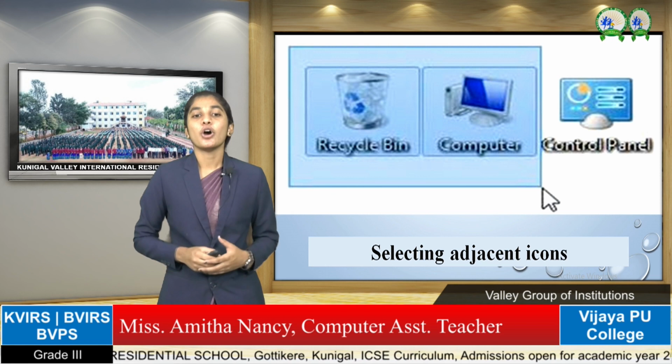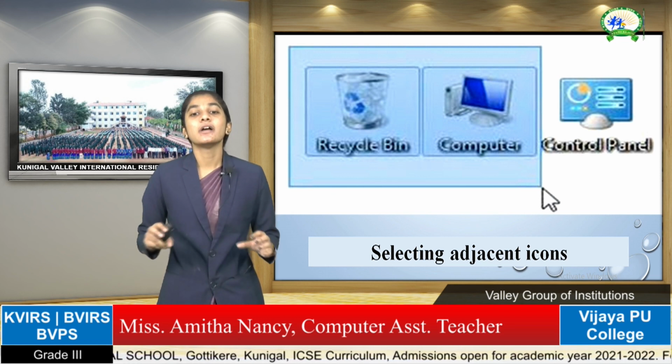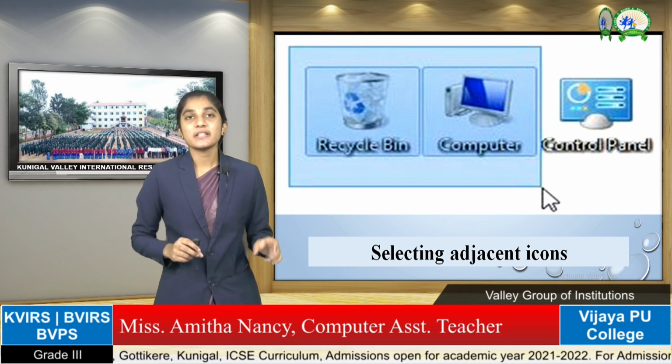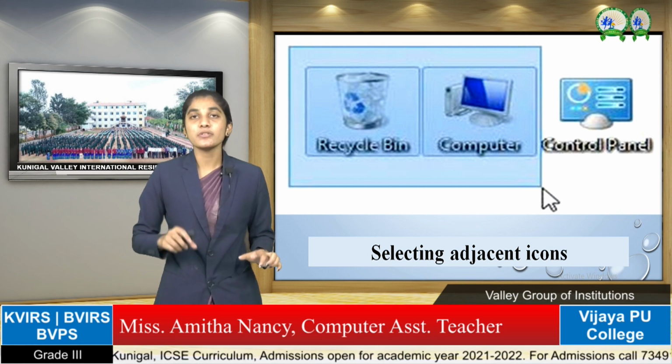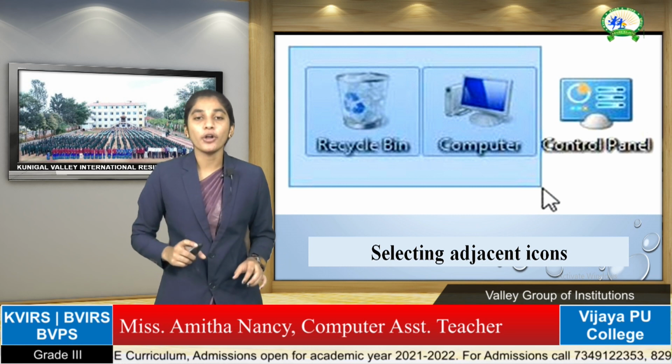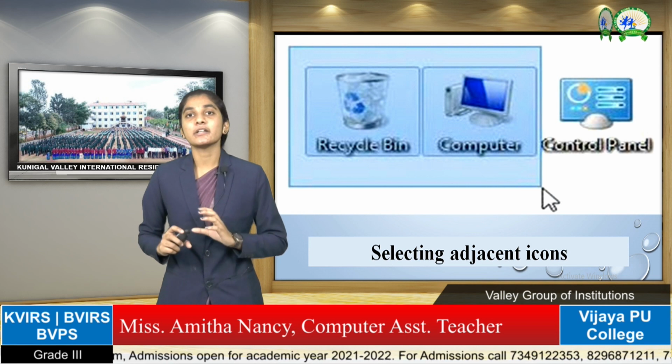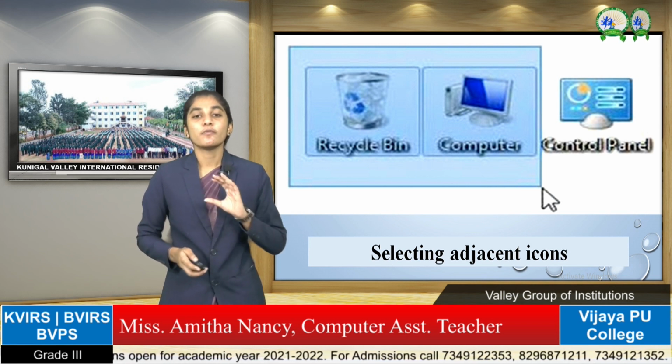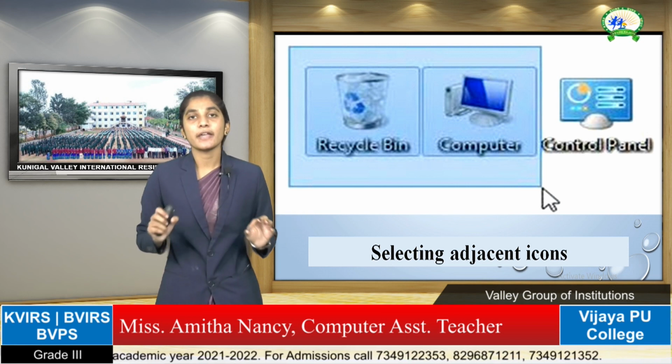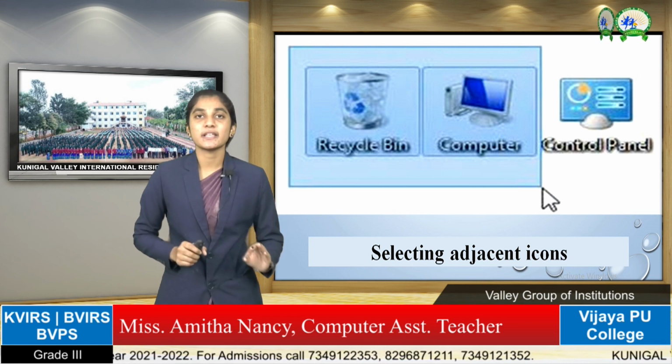Like that you can select the icon. Or if you want to select adjacent icons, just press the shift button and take the mouse and drag where you want all the icons to be selected. Whatever icons you want to select, they will be selected there.